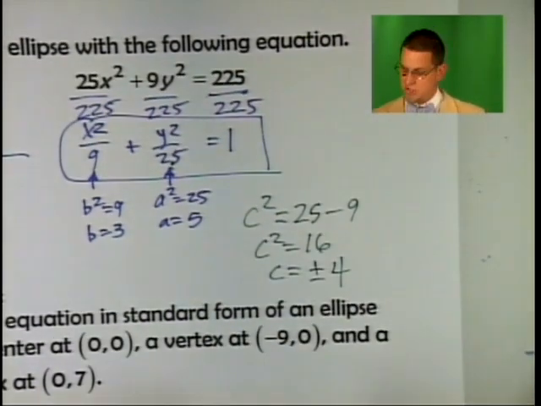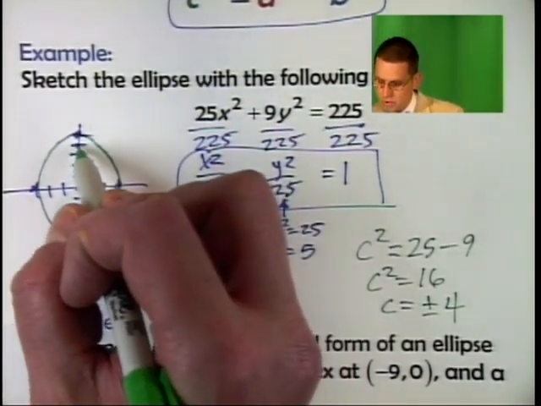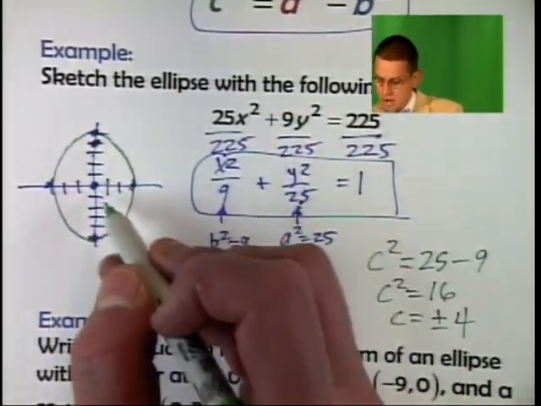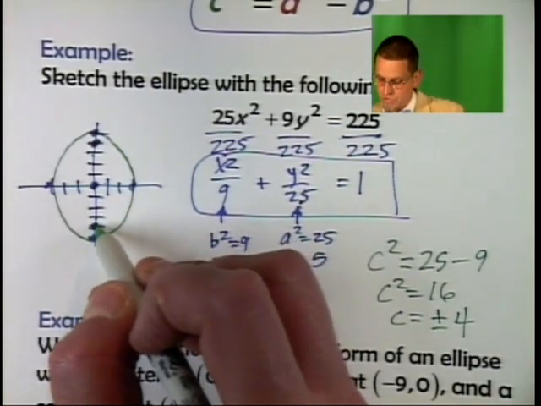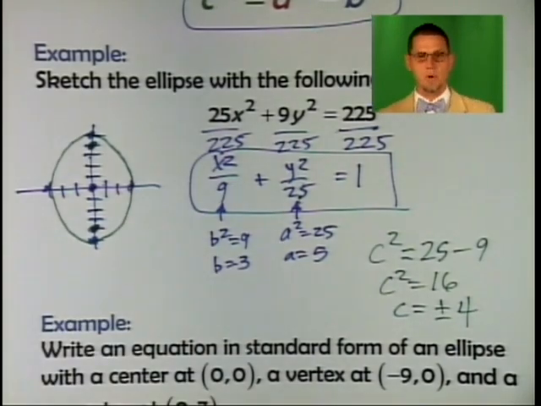And that's just the direction we go from the center. So we go up in this case. Up 1, 2, 3, 4, we have a focus right there. And down 1, 2, 3, 4, we have the focus there. Now depending on what your teacher expects, you may not have to sketch the focus every time.